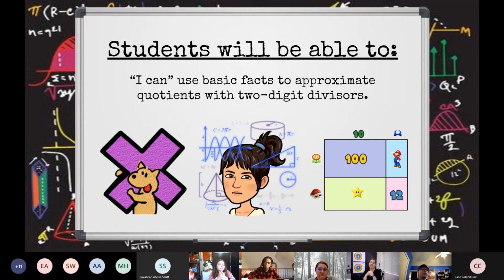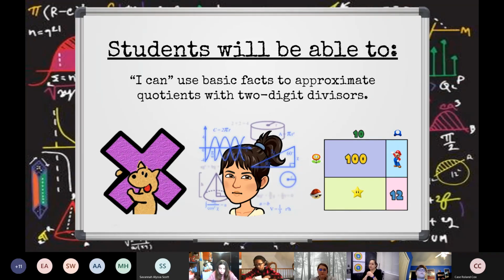It for today is that I can use basic facts to approximate quotients with 2-digit divisors. So let's look at some of these key vocabulary terms. What does it mean to approximate? What are we going to do when we approximate? Find a value close to the answer. Very good. We're going to estimate, right? We're going to approximate. We're going to find the answer closest to it.